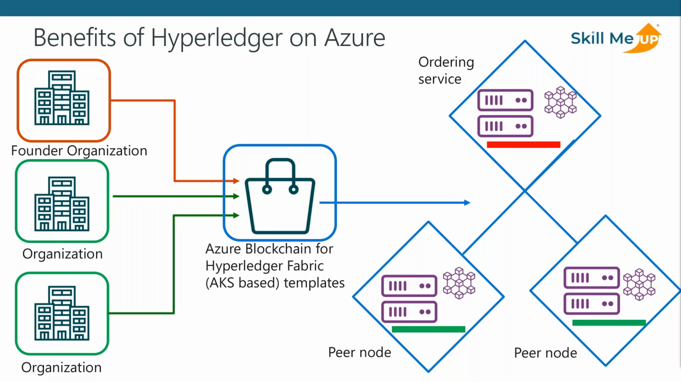HLF has two main components. The first is the ordering service, which is specific to the founder organization who created the instance, as you can see with the red highlights. For each subsequent organization you can add, there will be a peer node, which is highlighted in green.